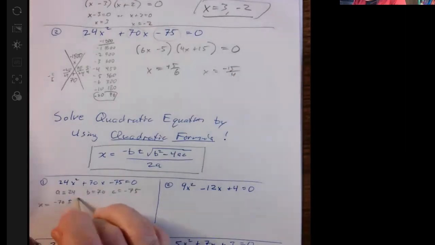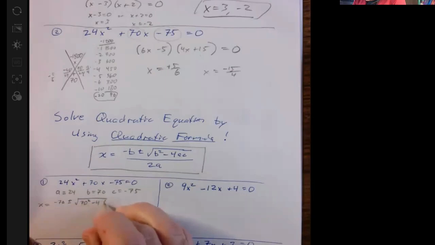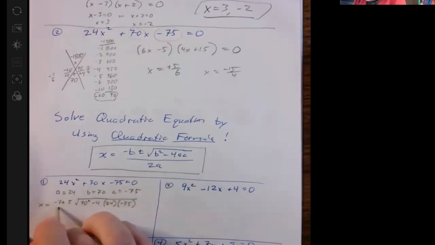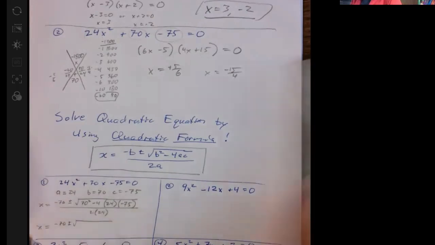I have a huge square root. B squared, so that's 70 squared minus 4ac, all over, the whole thing is over 2 times 24. It's a lot of numbers there. Well, let's keep going here. Negative 70 plus or minus. I'm not going to do that in my head.